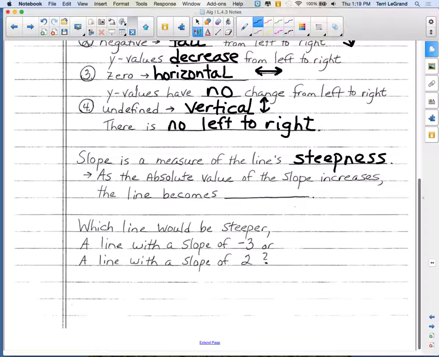I don't know about you, but when I go snow skiing, I want to know how steep the run is I'm going down, because I don't do well on really steep slopes, like the intermediate ones.